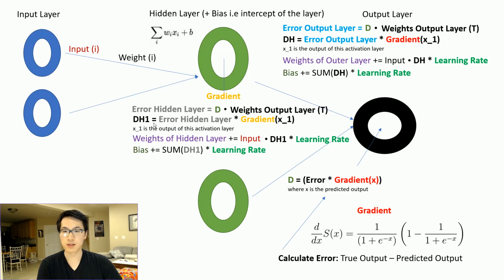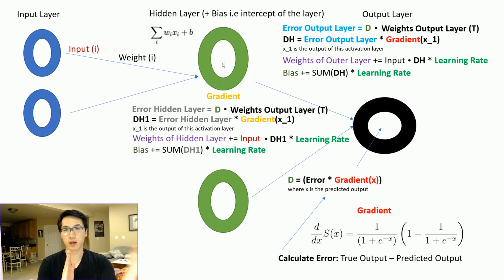But the next step is to calculate again the DH1. I denoted this as the error hidden layer. You multiply this by the gradient of your X underscore 1. This gradient could be the same, it could be different from your other gradient over here, but for the purpose of this example, the sigmoid is going to be universally used throughout this entire infrastructure. But notice that this gradient could be different from this gradient if we use different activation functions. X sub 1, that is the same thing. This is going to be our X, our output of this particular activation layer.